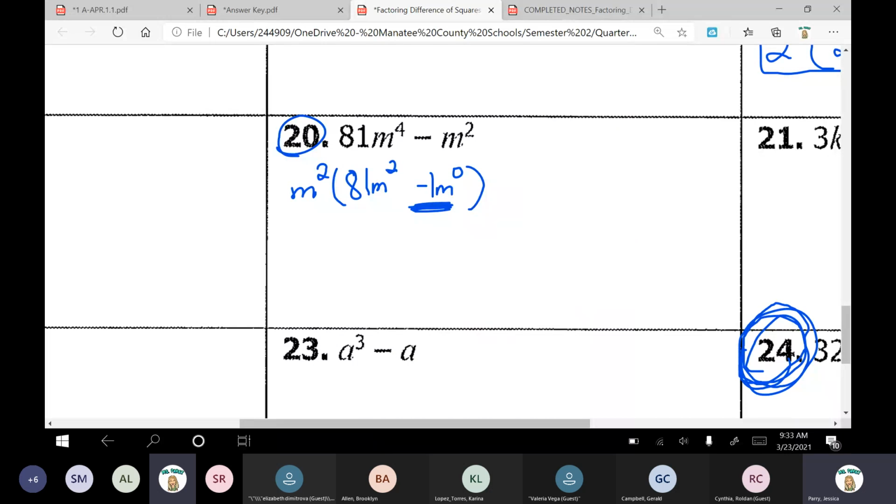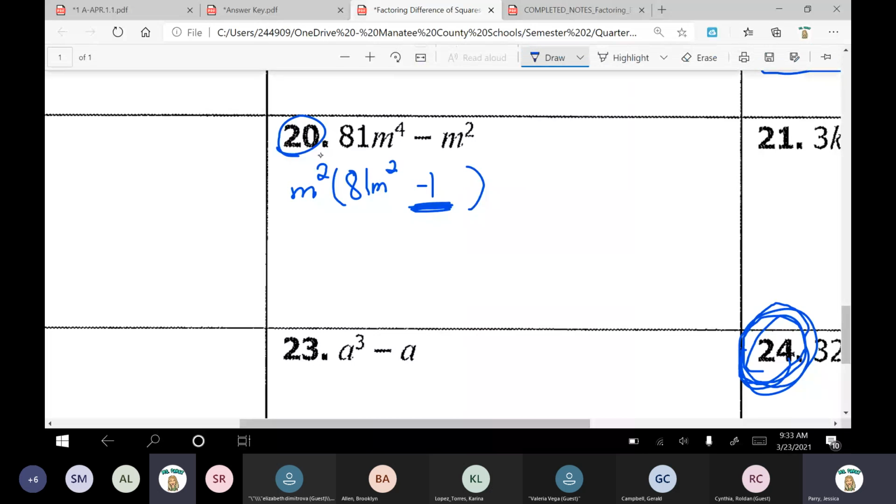This is from before spring break, and I mentioned it yesterday too. Anything to the power of 0 is 1. Perfect. I see you guys typing it in there. So I'm going to change this to a times 1.